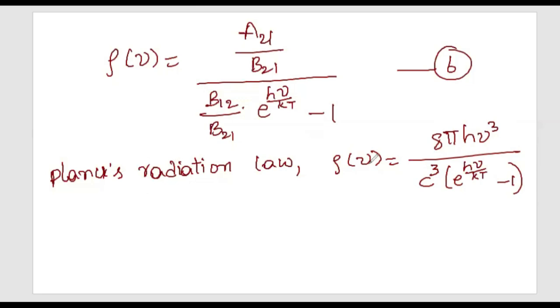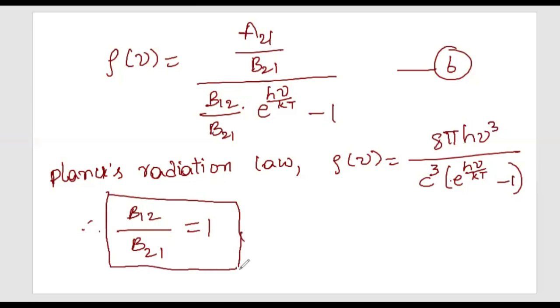So comparing these two equations, that is our equation 6 with Planck's radiation law, we get, as here the exponential part e power h nu by kT is having the coefficient B12 by B21 in equation 6, but in Planck's radiation law, the coefficient is 1. So therefore, on comparing these two equations, we'll get B12 by B21 equal to 1. So this is our Einstein's first relation.